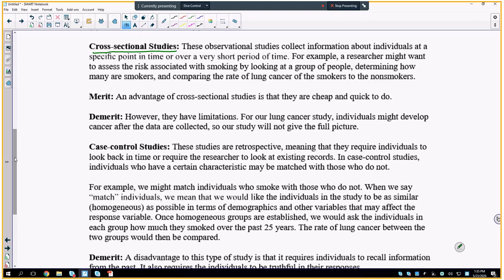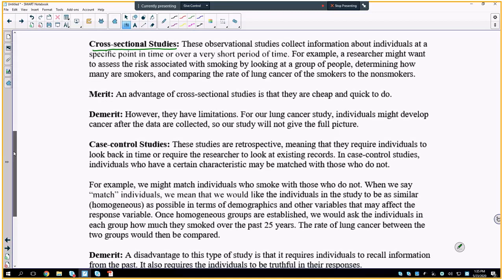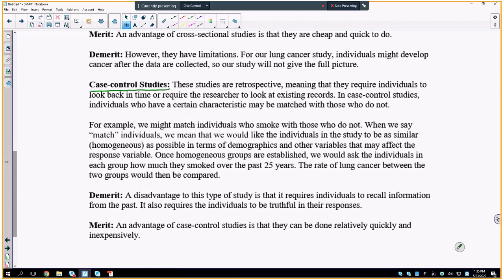Another type of observational study is a case-controlled study. These studies are retrospective, meaning that they require individuals to look back in time or require the researcher to look at existing records. In case-control studies, individuals who have a certain characteristic may be matched with those who do not. For example, we might match individuals who smoke with those who do not.